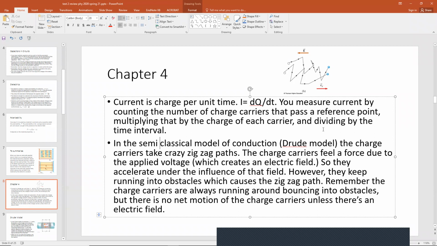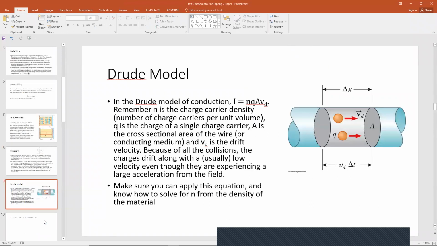Okay, now these electrons are always zigzagging and running around, but without an externally applied electric field, there's no net motion. They'll zig left just as often as they zig right, for example. Now, we derived the equation for the current from the Drude model of conduction. I'm not going to repeat that derivation here, but I will remind you of the equation.